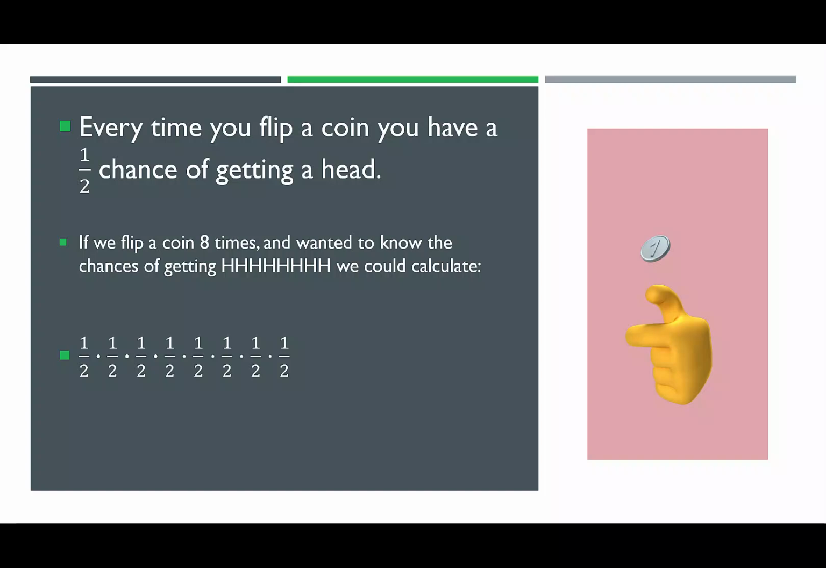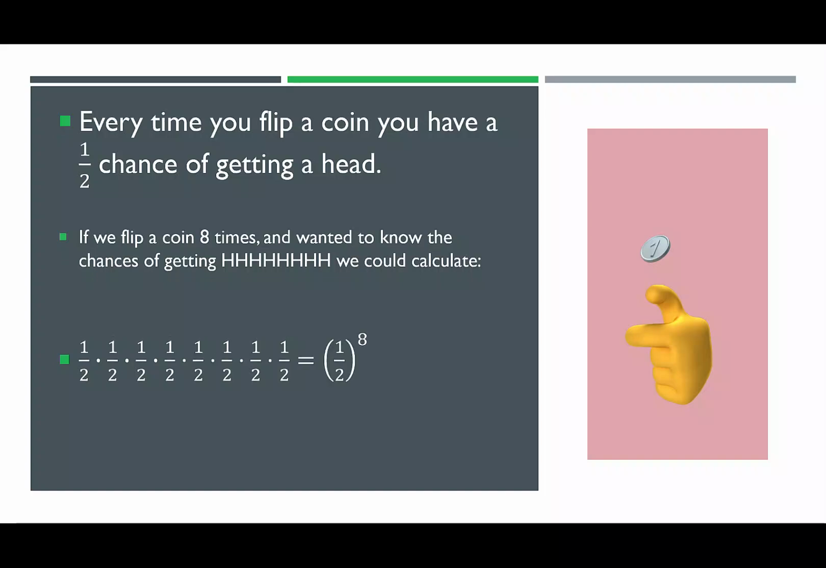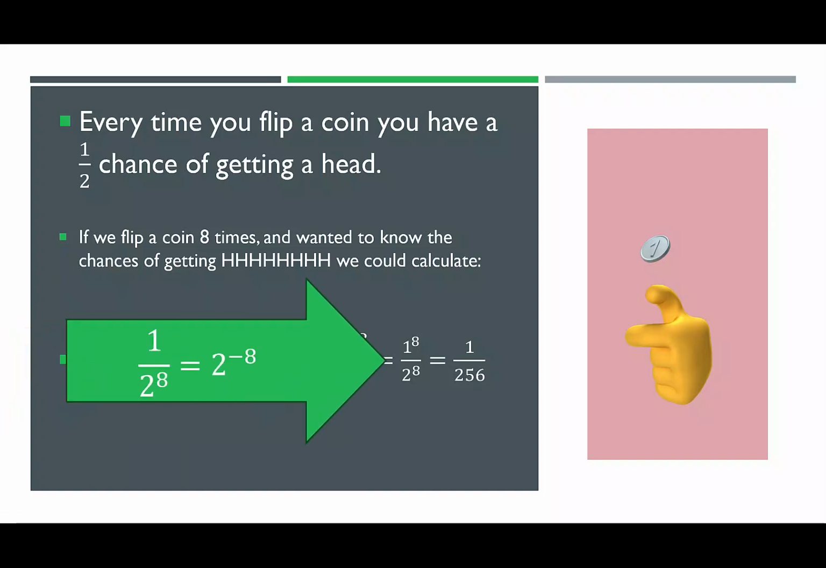So let's say we flip a coin 8 times and want to know the chances of getting 8 heads in a row. When we calculate a half times itself 8 times, that's like having 1/2 to the power 8. This is equal to 1 to the power 8 over 2 to the power 8. 1 to the power 8 is just 1. 2 to the power 8 is 256. We could also write 1 over 2 to the 8th as 2 to the negative 8 when doing our calculation.